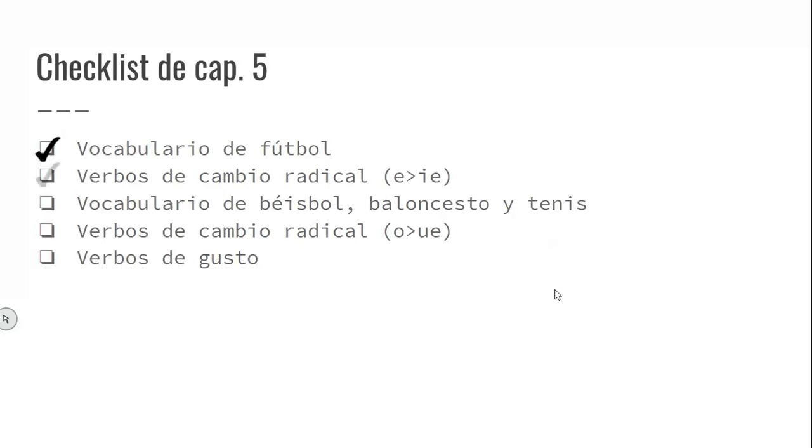All right, so looking at our checklist. Verbos de cambio radical. This is our first that we'll talk about. Next week, we'll bring in a second set of verbs that follow an O to UE pattern. Okay, but for now we'll focus on this type and these 5 verbs: empezar, preferir, perder, pensar, and querer.